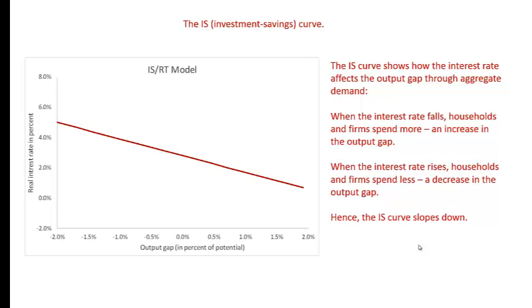The IS curve shows us how the real interest rate affects the output gap through its impacts on aggregate demand. When the real interest rate falls, households and firms spend more, an increase in the output gap. When the real interest rate rises, households and firms spend less, a decrease in the output gap. If we have the output gap on the horizontal axis and the real interest rate on the vertical axis, we'll see therefore that the IS curve slopes downwards.